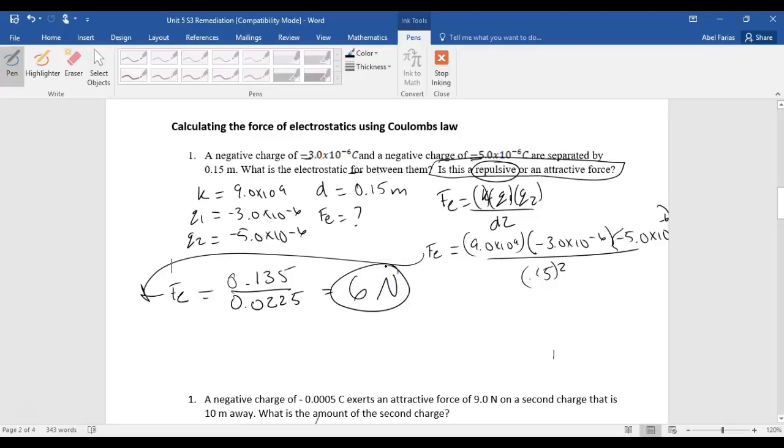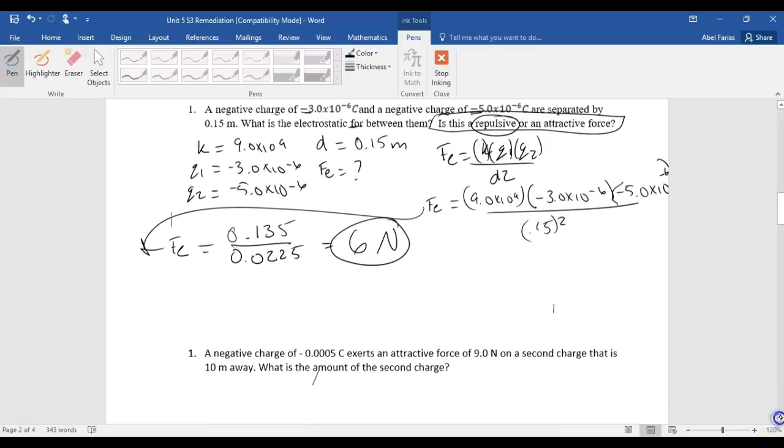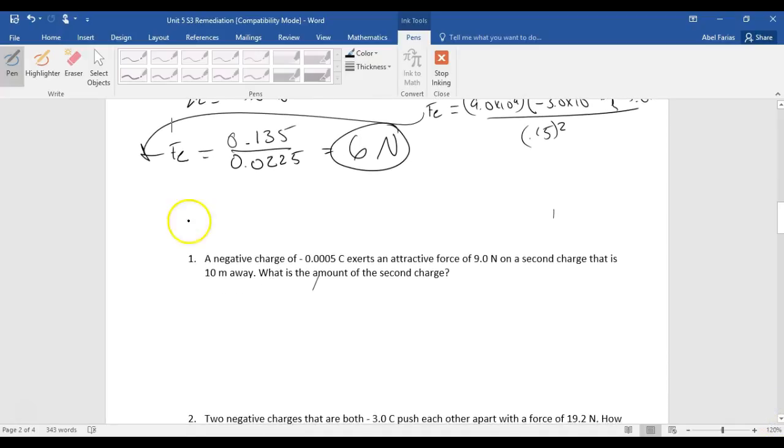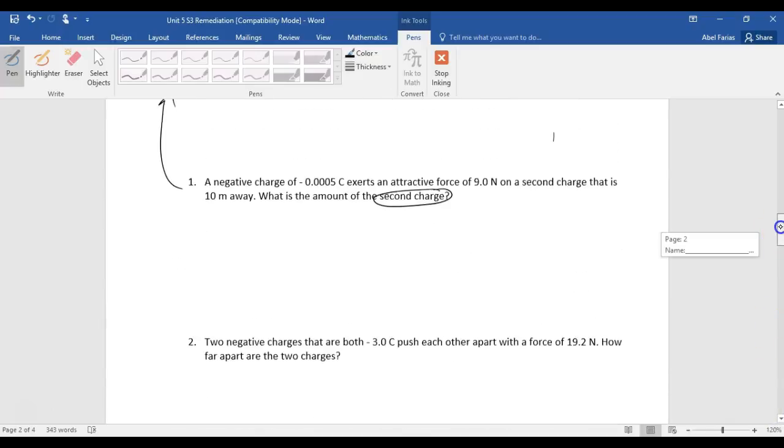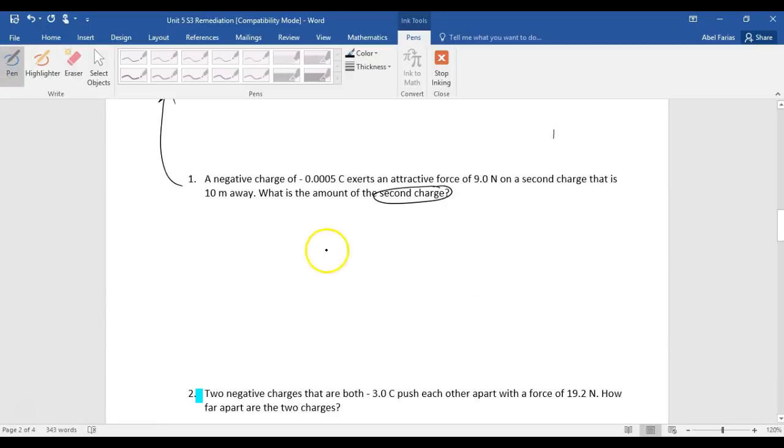All right, now let's move on to the second problem. So now this problem asks us for force. This problem is going to ask us for charge. So there's a different way of solving this problem, and we're going to go over it right now. So again, we do the same thing we did in the other one. We've got to find our knowns and unknowns.